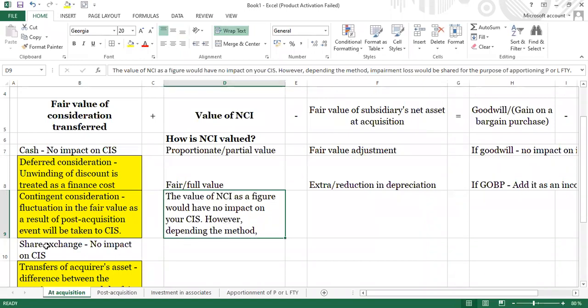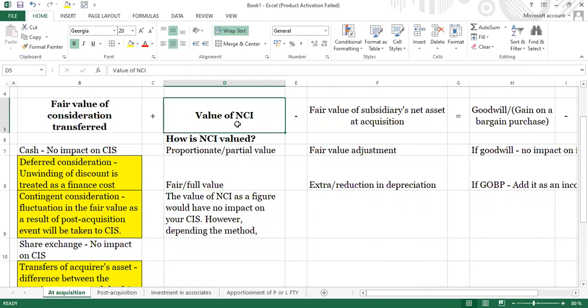So don't forget, when you see the value of NCI, maybe they tell you that the value of NCI is 2 million. Don't go and take that 2 million and put it in your income statement. Israel did not teach you that. That value cannot affect the income statement. What will affect the income statement is how NCI is valued. That will go further into how to share your impairment loss when you get to the final step, which is the 4th aspect we'll be looking into.